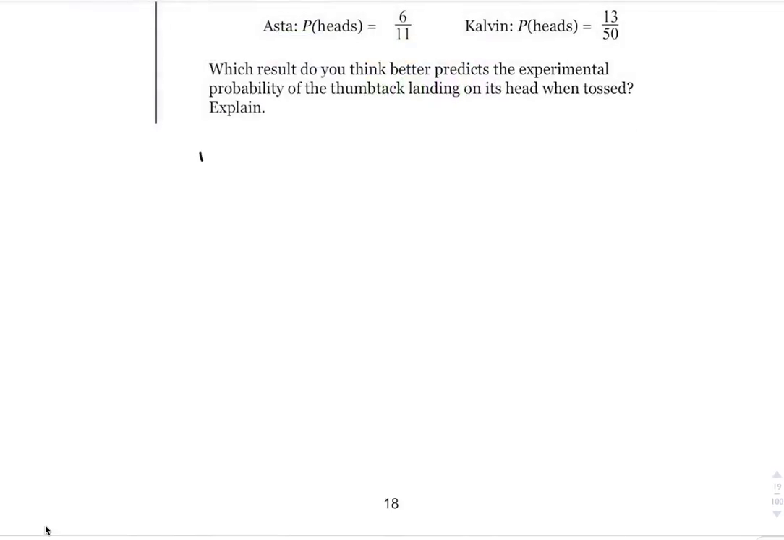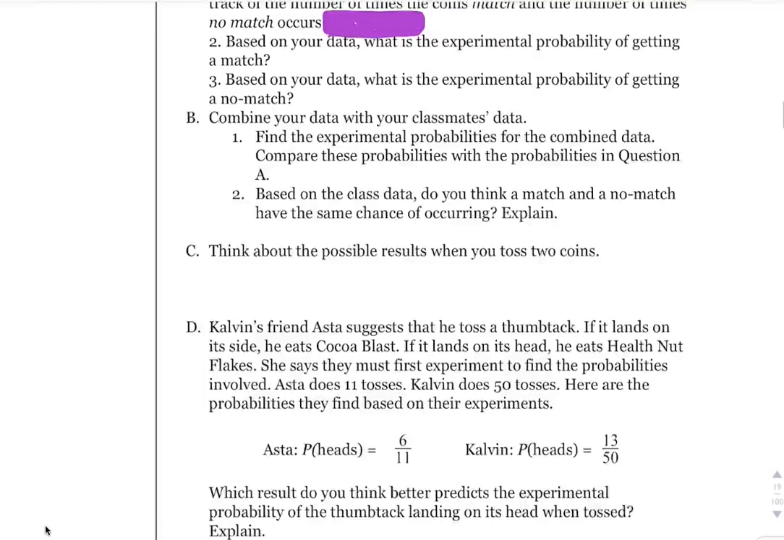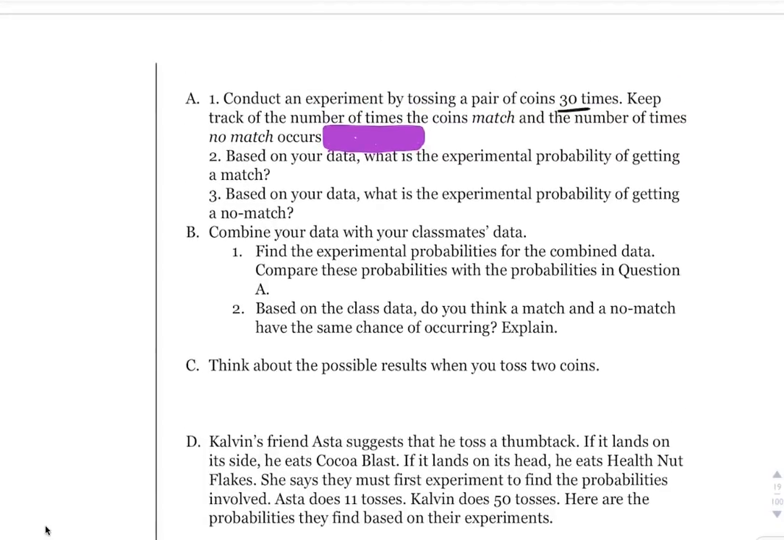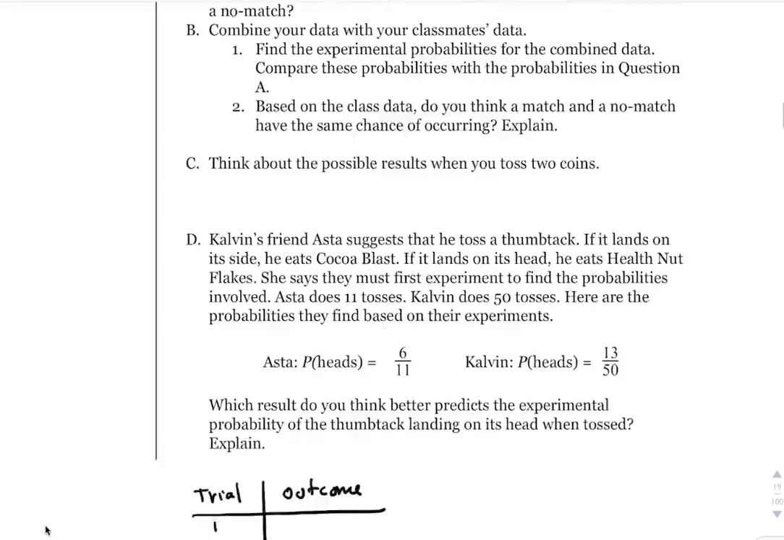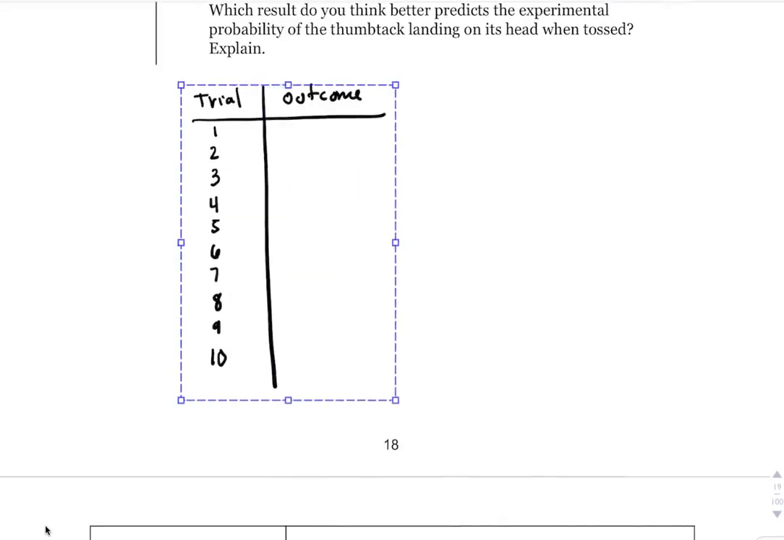We're going to put trial and outcome. Okay. And we might not have enough space, so I might have to do this twice. So trial number 1, 2, 3, 4, 5, 6, 7, 8, 9, 10. How many of these do we need to have? We're going to do an experiment of 30 coin flips. Okay, we'll do 30 coin flips. So I'm going to repeat this 3 times.